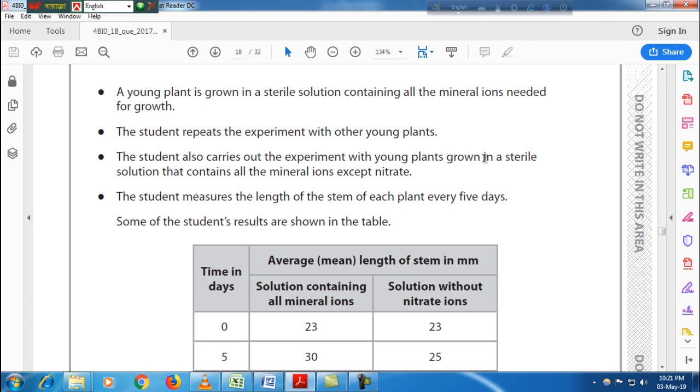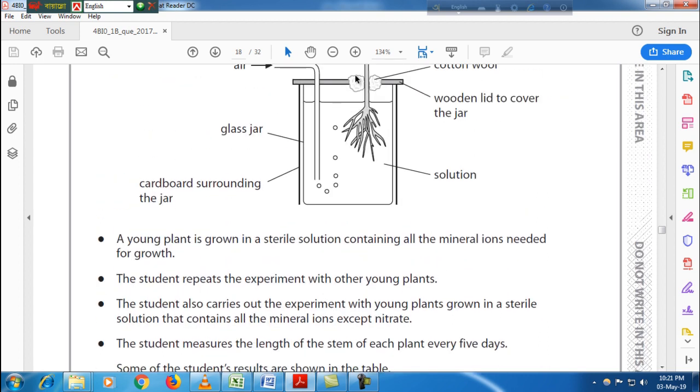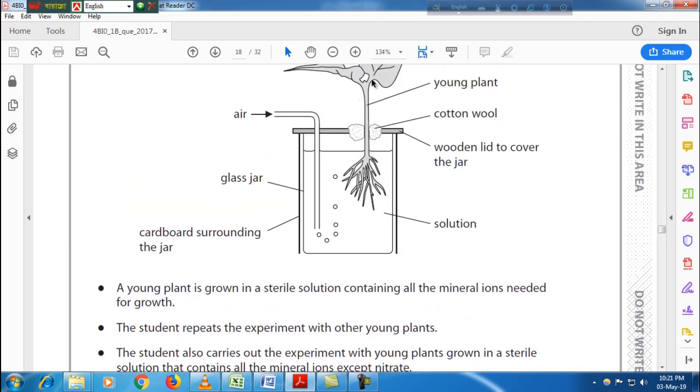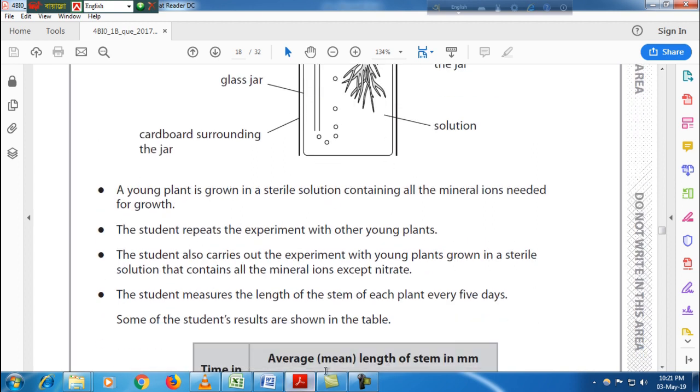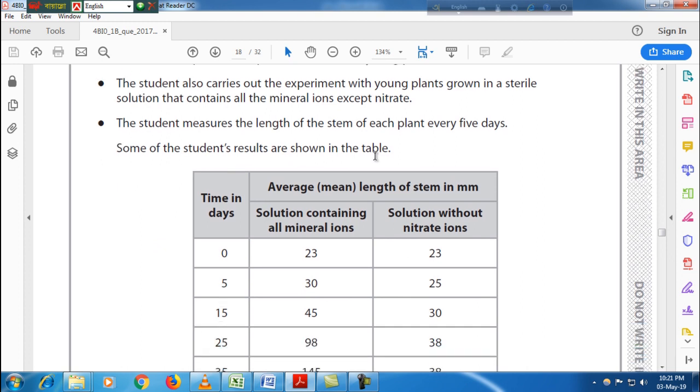The student also carries out the experiment with young plants grown in sterile conditions that contain all the mineral ions except nitrate. That means in one condition there are all the mineral ions needed for growth, and in another experiment there are all the mineral ions but no nitrate ions. The student measures the length of the stem of each plant every 5 days. Some of the student's results are shown in the table.